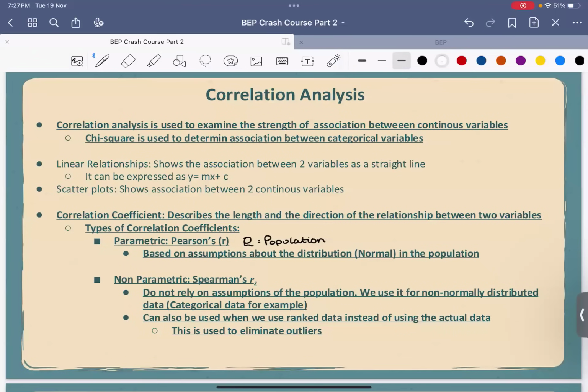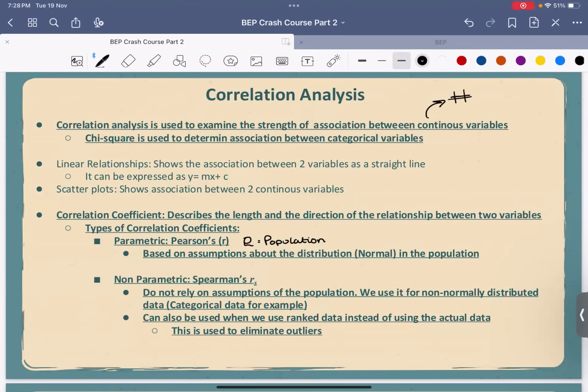Now, let's read the text. Correlation analysis is used to examine the strength of association between continuous variables. Okay, this is a key word: continuous. So it has to be numbers. If you remember what continuous variables are: height, weight, age, stuff like that. So numbers. What if we have variables that are not continuous?